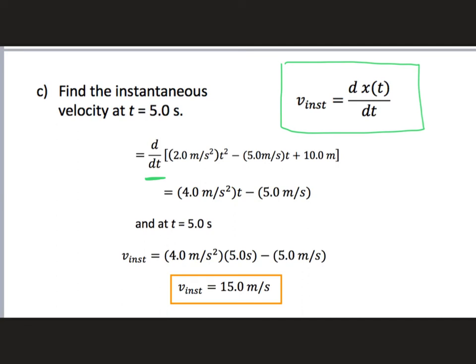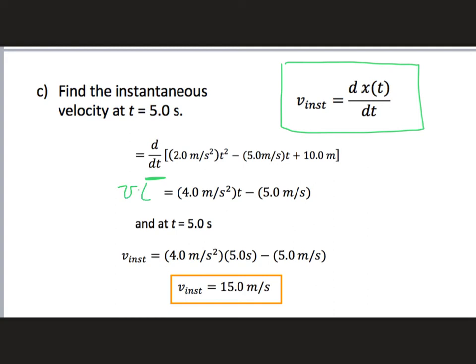So we can take the derivative here, and if I take the derivative of this, the 2 is going to come down, the power of t will be decreased by 1, and so I get 2 times 2, which leaves me with 4 meters per second squared times t. And then here I've got t to the 1 power, that 1 comes down in front, doesn't do anything, but the power gets reduced to t to the 0 power, which is just 1, and so that leaves me with 5 meters per second. And of course the derivative of a constant is 0, so that 10 meters term goes away when you take the derivative. And so that gives us our generic velocity.